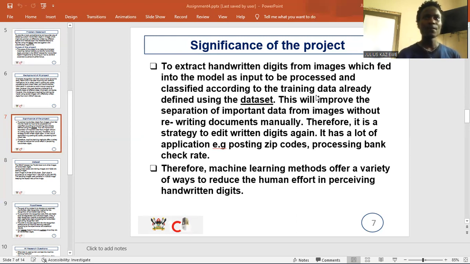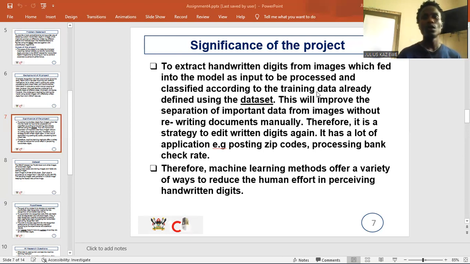This will be a general system for perceiving handwritten digits, and it will be really helpful in many sectors: in banks, in post offices, and in a lot of offices where people deal with money and figures. It helps them scan all the documents and extract the information that you need that is in digit form, and then transfer it into digital form.